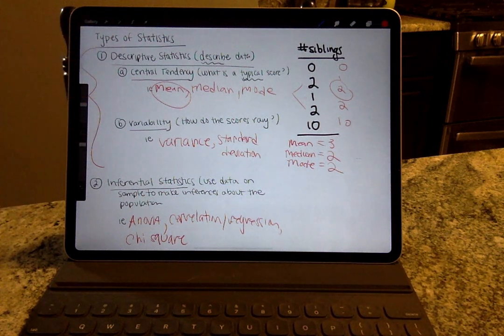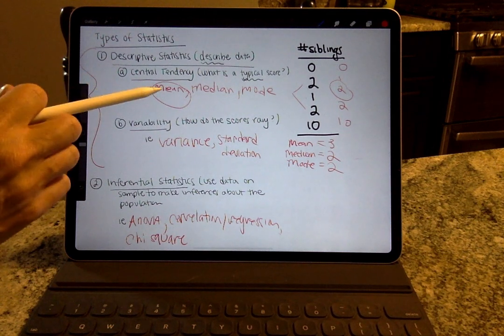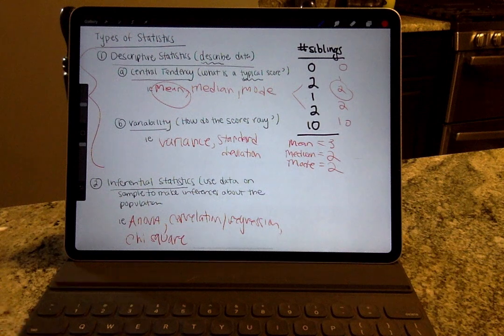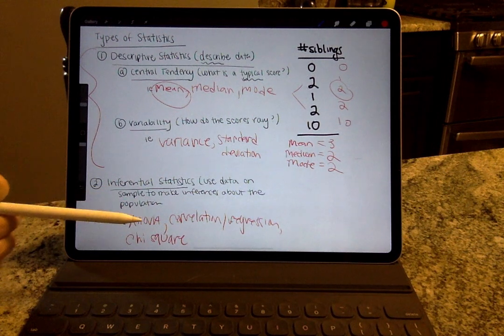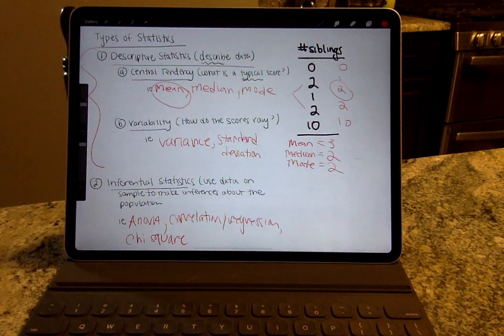Once we get past the first 3 weeks, we're really not going to talk much about descriptive statistics at all, except we'll be calculating means all semester. But the focus of this class, pretty much from week 4 on, is on the ANOVA, correlation and regression, and the chi-square.